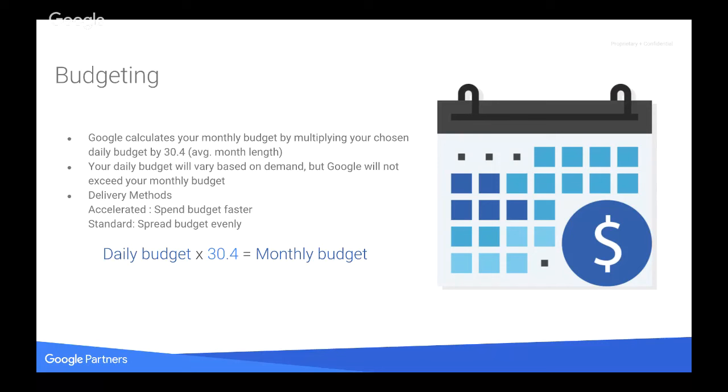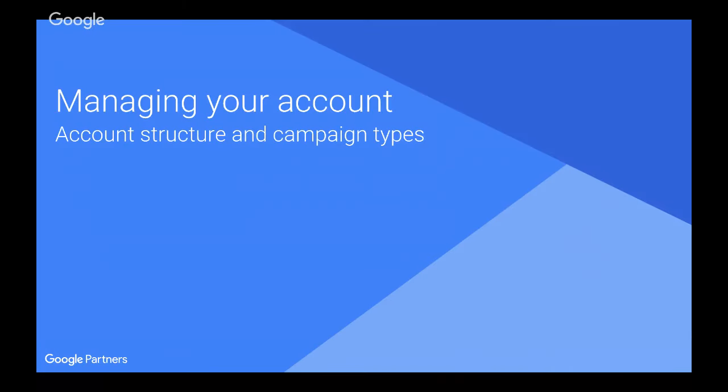You have two methods to spend your budget, either accelerated or standard. Accelerated is when you want to exhaust your budget as quickly as possible, and standard is when you want to standardize how your budget is used over the day. AdWords will budget it out and chunk it up into smaller blocks and make sure that your ads are serving throughout the day. So it really is your choice on what is necessary to you and what is fundamental to your success as a business.